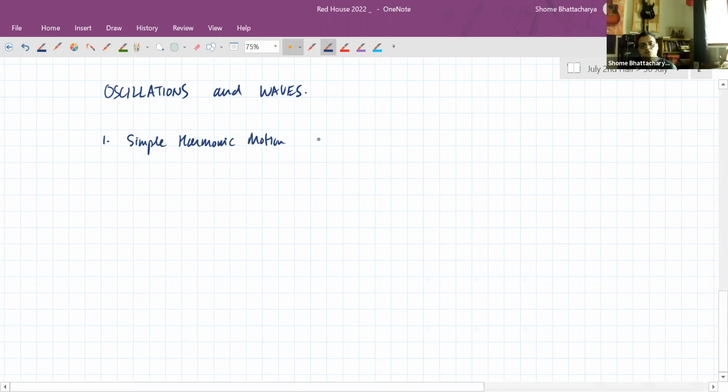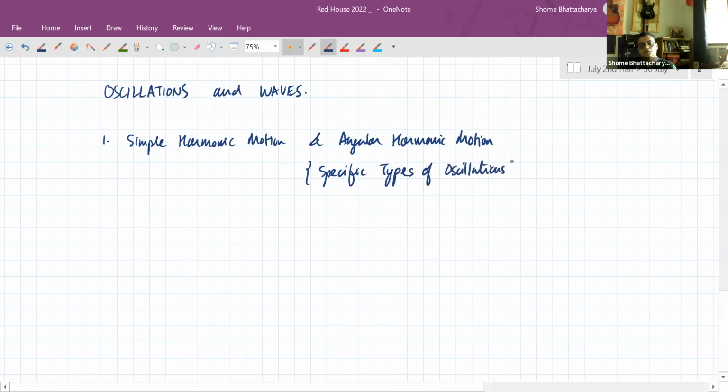And within the same chapter, we'll also be discussing angular harmonic motion. So these are two specific types of oscillations, and we'll discuss in what way they are specific. Then we will study damped oscillations, which incidentally is quite an interesting topic, but it is only in JEE Mains. It is excluded from the JEE Advanced syllabus.